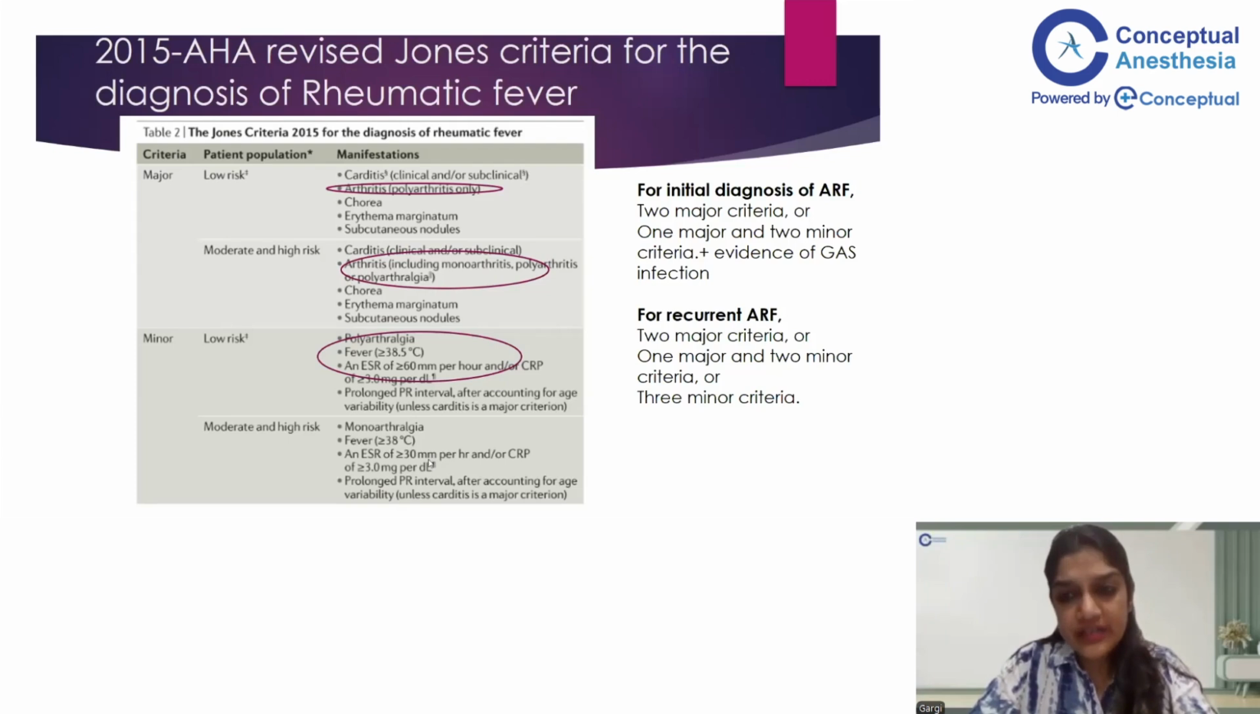For recurrent acute rheumatic fever, the diagnosis requires two major criteria, or one major and two minor criteria, but three minor criteria can also be used to diagnose recurrent acute rheumatic fever. Always remember that for the diagnosis of either the initial first episode of acute rheumatic fever or recurrent rheumatic fever, we always need evidence of streptococcal infection.